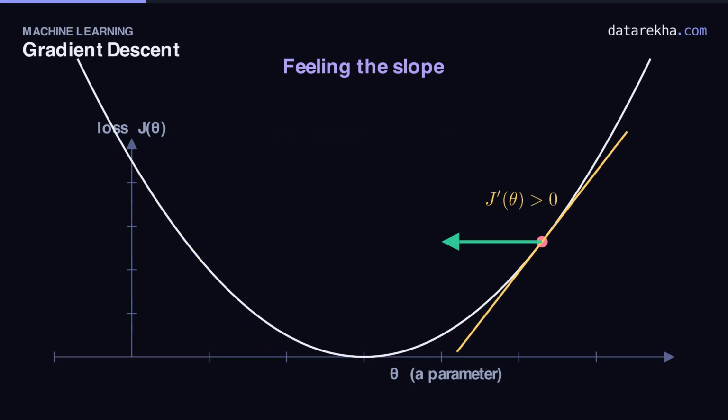On the other side, it's the mirror image. To the right of the bottom, the curve tilts up to the right. The slope is positive, so the way down is to the left. The rule is always the same. Step in the direction opposite to the slope. Downhill is minus the derivative.